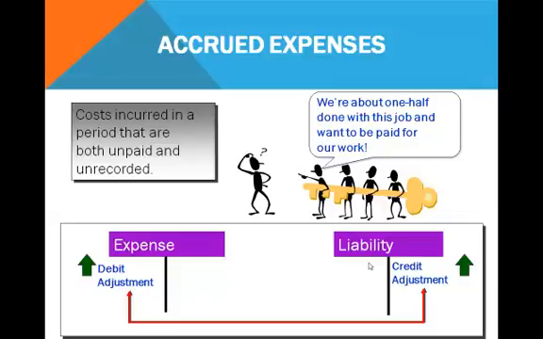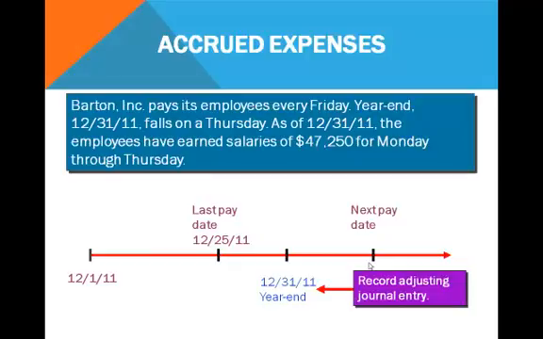Let's look at a specific example of this. Barton Inc. pays its employees every Friday. The current year end, December 31, 2011, falls on a Thursday. As of December 31, 2011, the employees have earned salaries of $47,250 that will not be paid until the following Friday, January 1.